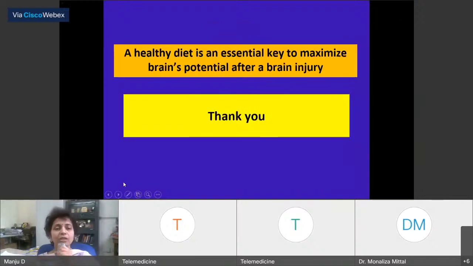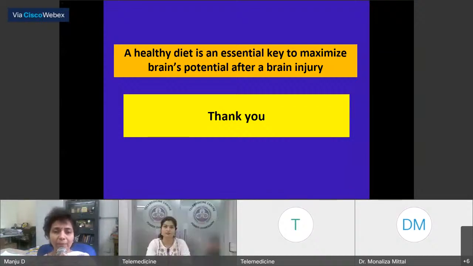total parenteral nutrition. A healthy diet is an important key to maximize the brain's potential after a brain injury. Nurses have a very important role in maintaining the nutritional aspect of the management of traumatic brain injury. This nutritional aspect of management is very important. You should not be ignoring it.